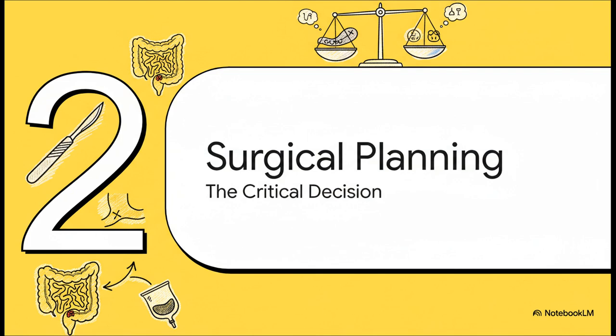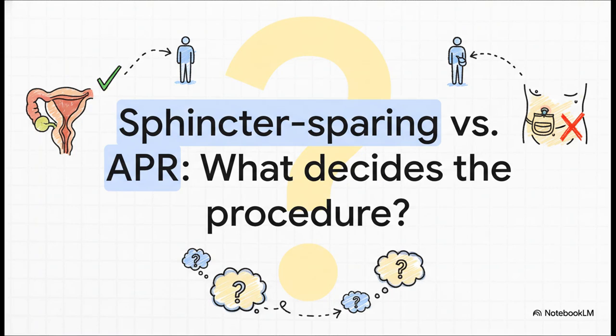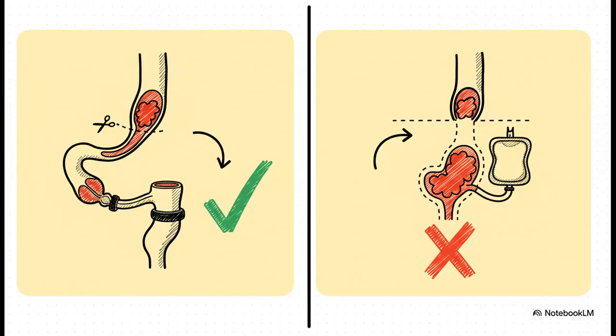Precisely. So what are the primary factors that make you choose a sphincter-sparing operation, like a low anterior resection, over an abdominoperineal resection, which, as you know, results in a permanent colostomy? The number one deciding factor is whether we can achieve adequate cancer-free margins while also creating a functional and reliable anastomosis. That's the surgical reconnection of the bowel.